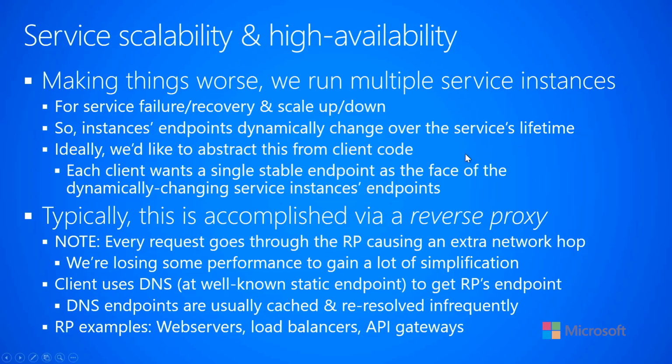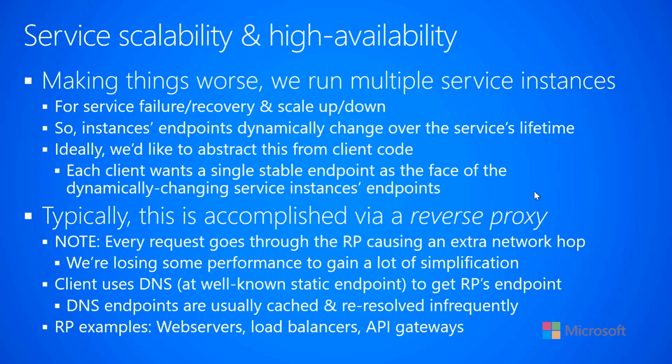So there's several ways to go about doing this sort of thing, and one of them is that each client wants to have a single stable endpoint in the face of the dynamically changing service instances endpoints. And typically, this is accomplished using a technology that is known as a reverse proxy. Now, the nice thing about the reverse proxy is it puts this abstraction layer inside your cluster, which is nice for the client application code and also for the server code. That's the good news about it.